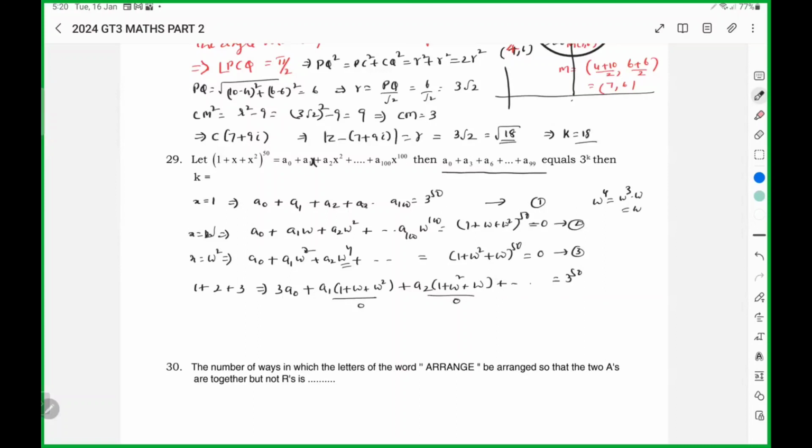Again here A3 case, A3 omega, if I substitute, it's A3x cube. Omega cube is 1. A3 omega square whole cube, omega power 6, that is 1. So here you get 3A3. From here, 3 times A0 plus A3 and so on, which is 3 power 50. So 3 power 49. K here is 49.